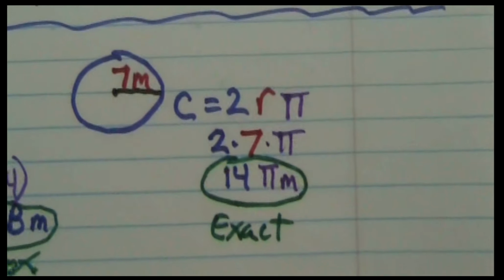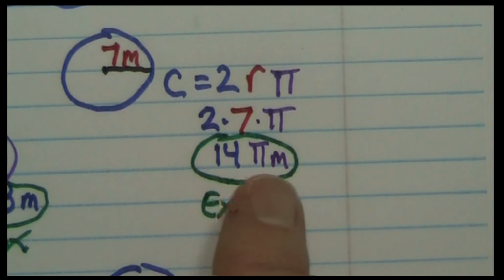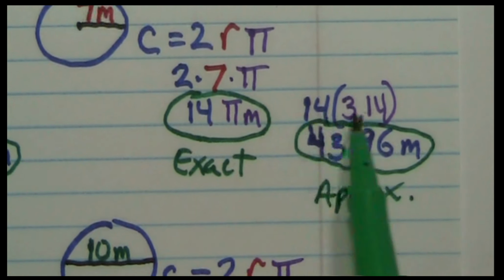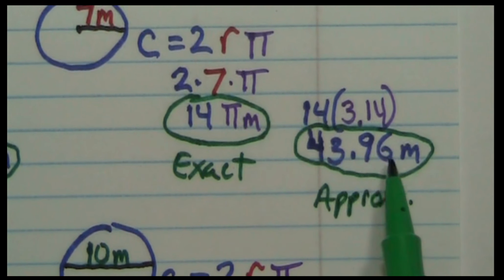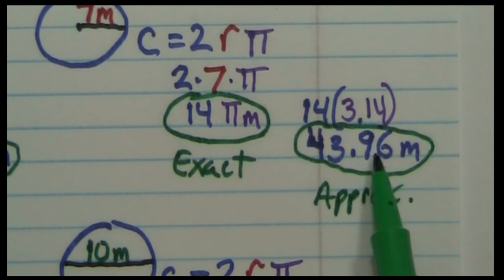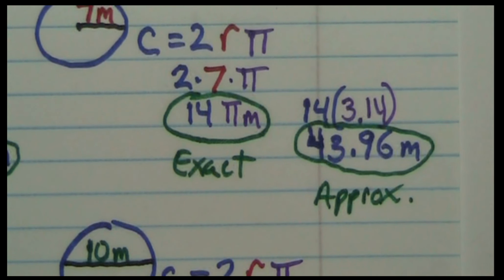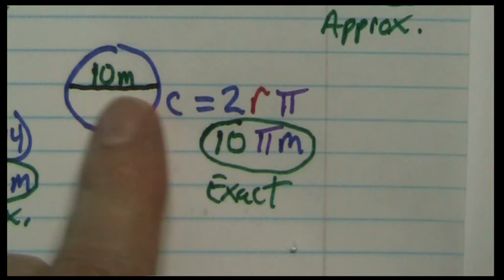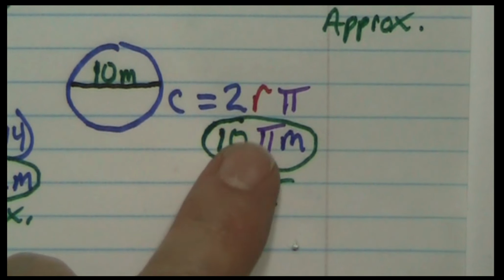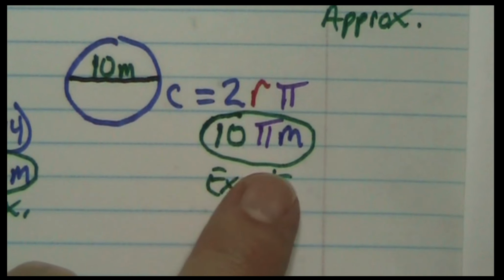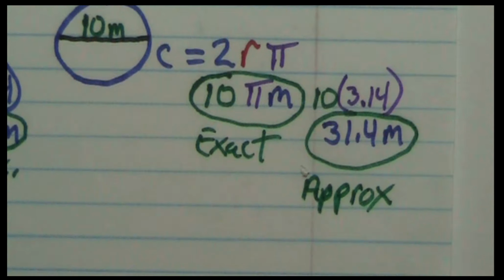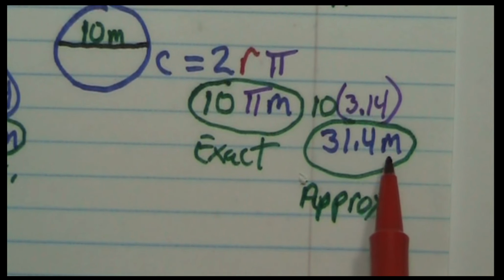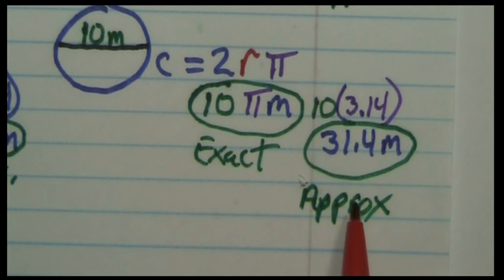Okay, number 7, the exact answer should be 14 pi meters. That's exact. Approximately, that's 14 times 3.14, which is 43.96 meters. That's the approximate. That's for going around the circle. For the next one, 10 meters is 2 times the radius. So the answer is 10 pi meters. That's the exact answer. And if I calculated that out using 3.14, that's 31.4 meters. That's the approximate value.